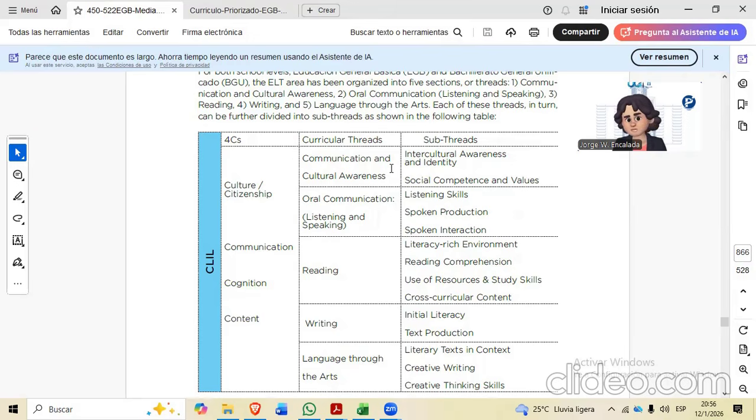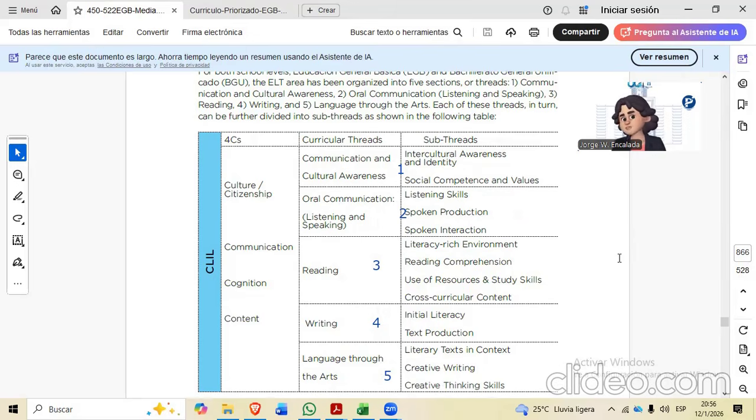Now, the numbers are important, so I want you to remember the numbers, okay? Curricular thread number 2 is oral communication. Curricular thread number 3 is reading. Curricular thread number 4 is writing. And curricular thread number 5 is language through the art. Remember, we are talking about curricular threads.